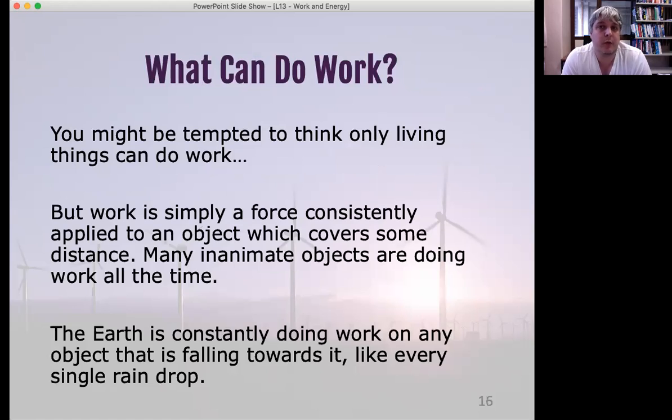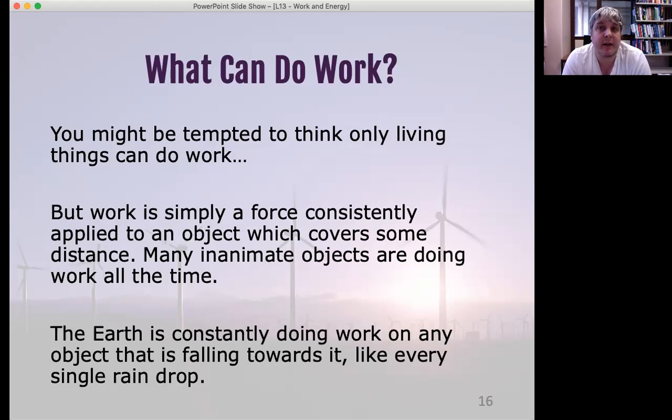So what can actually do work? You might be tempted to think that only living things can do work because we are the ones that in our everyday lives, we apply work to things. We go and push something or pull something, or we might make an animal do it. So we are living things and we make other living things also do work. But in reality, work is simply a force times a distance. It's force applied to an object consistently while that object covers some distance. Many inanimate objects are doing work all the time.